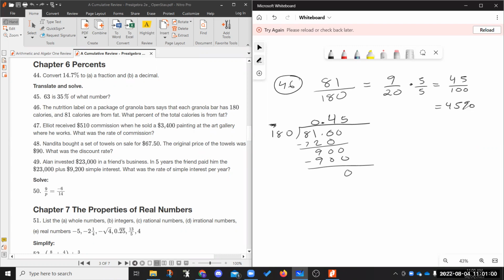We get our 45 hundredths, or we change that into a percentage by multiplying by 100%, which is 45%. Again, you hear the cent in percent. Think of it like in dollars and cents. How many cents is here? 45.